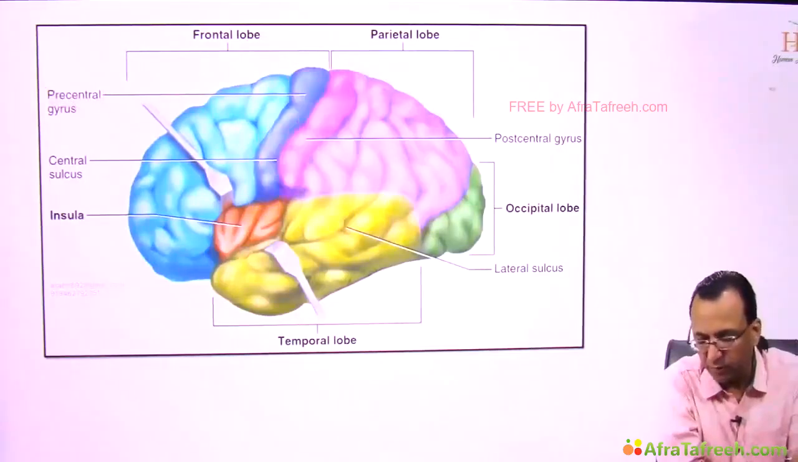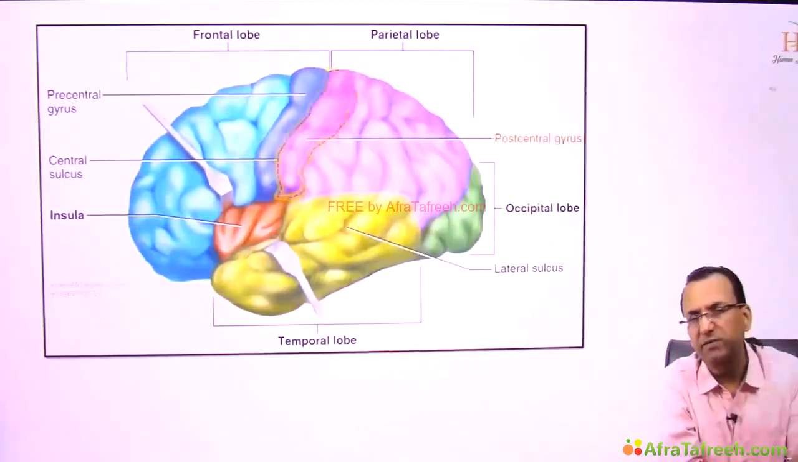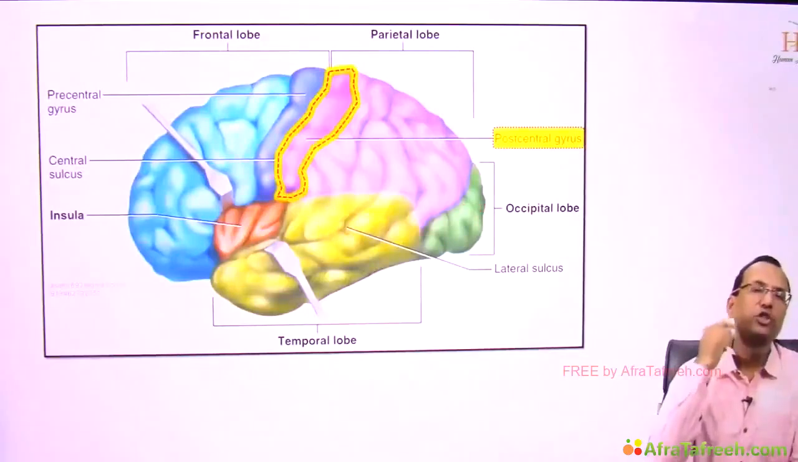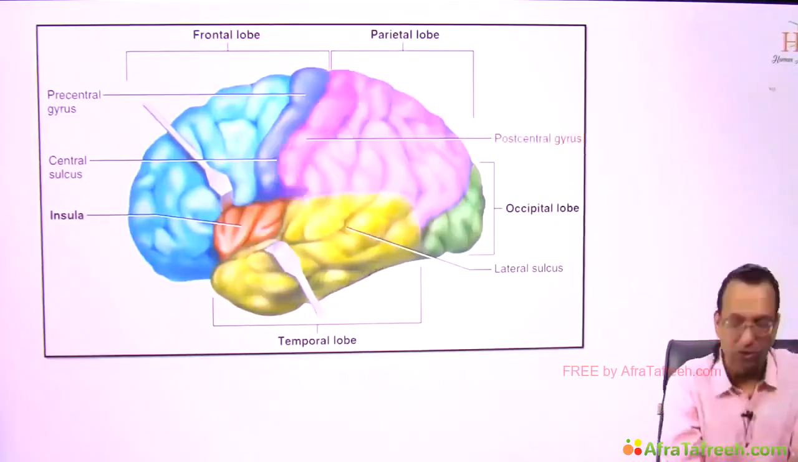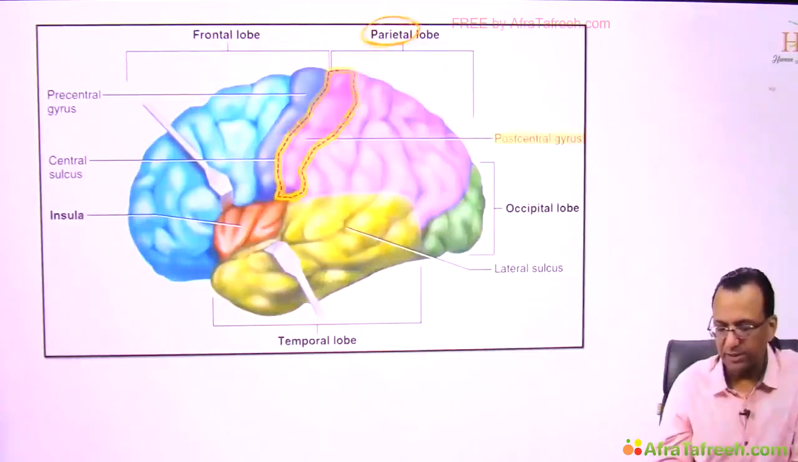Precentral gyrus. What about the postcentral gyrus? Postcentral gyrus is behind the central sulcus, and it will receive the general sensations. General sensations like it could be touch, pain, temperature, proprioception, parietal sensory cortex. So it is coming to the parietal sensory cortex, receiving general sensations.